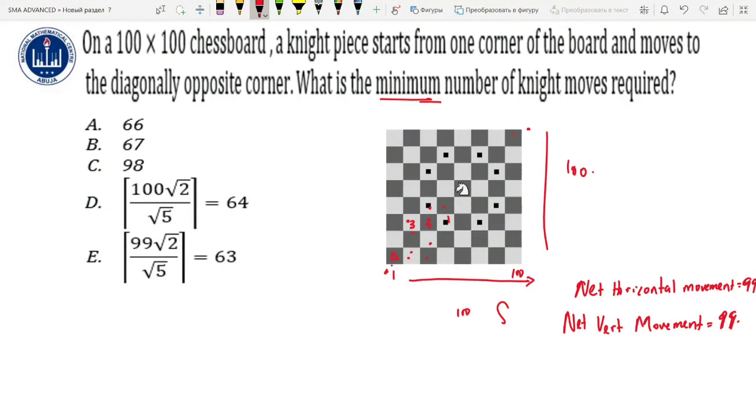So imagine if a knight was playing in that weird direction. It's going to keep on going for infinitely long, because it's never going to reach this top right corner. So that's why this question can never ask us to find the exact number of knight moves, or it has to be minimum.